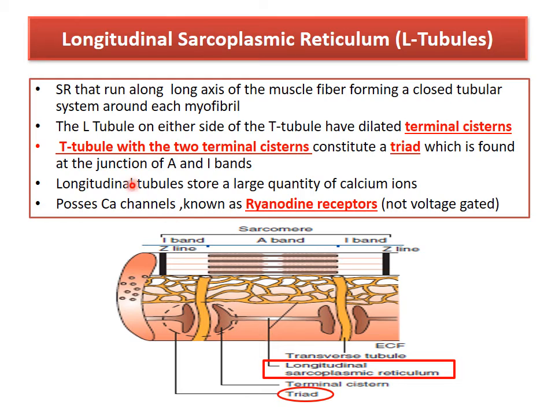Now the function of the longitudinal tubule is that they store a large quantity of calcium ions that would be needed for the contraction. These L tubules possess calcium channels. Here you can see this is the longitudinal tubule and the terminal cistern. Here some channels are present. These are calcium channels and these are known as ryanodine receptors. These channels are not voltage gated.